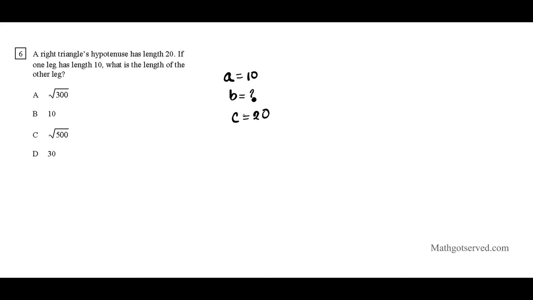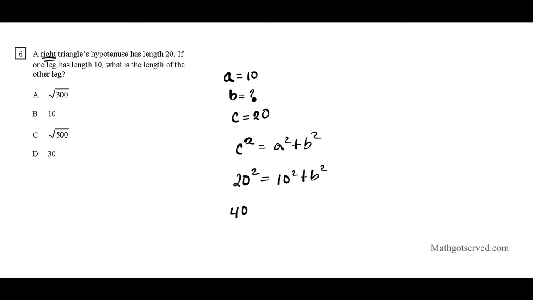All right, we can use the Pythagorean theorem here because we deal with a right triangle. So the right triangle relationship between the lengths is that the hypotenuse squared equals the sum of the squares of the legs, A squared plus B squared. Let's populate this equation with what we know and what we need. So we have 20 squared equals 10 squared plus B squared.